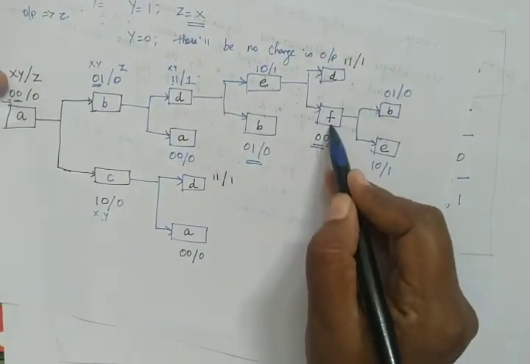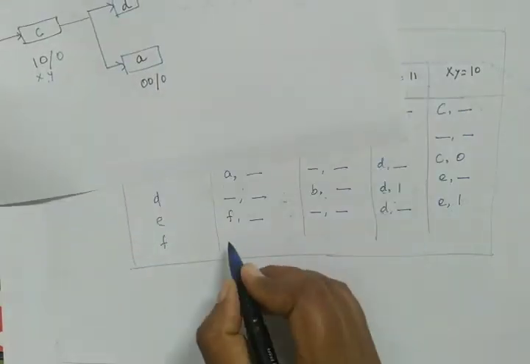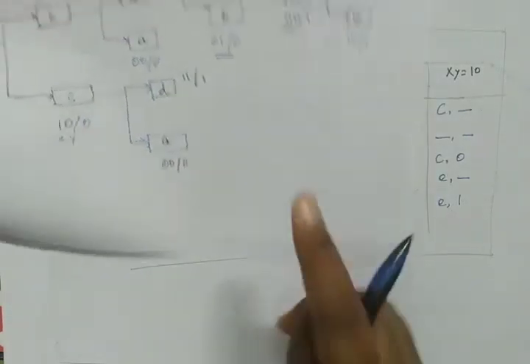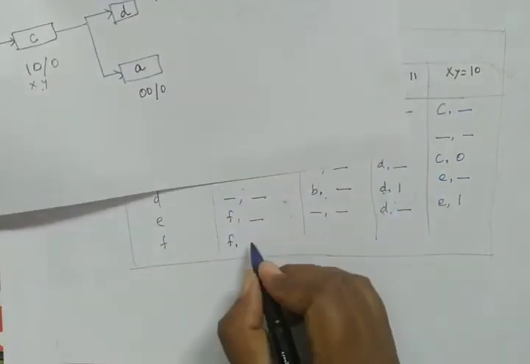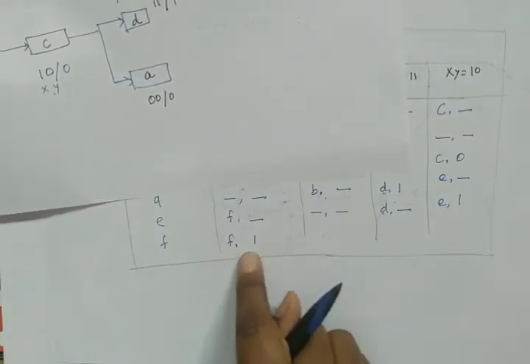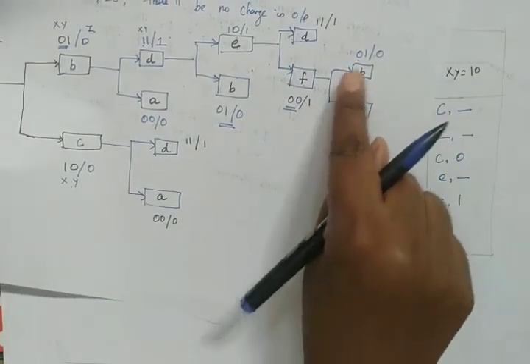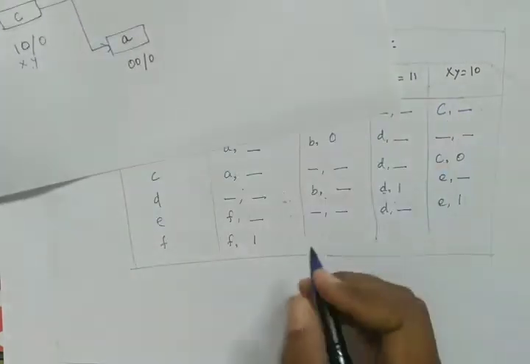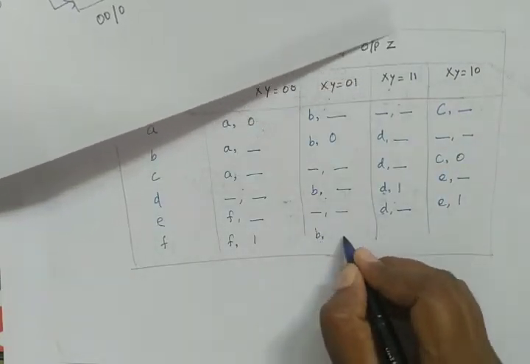It remains in the same state when it is 0, 0, and the output for this is 1. Output is 1 because this is F state. Then F, it will move to B when it is 0, 1.